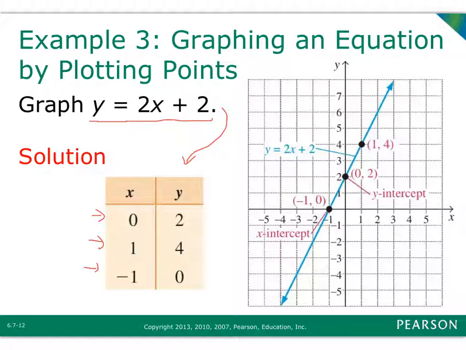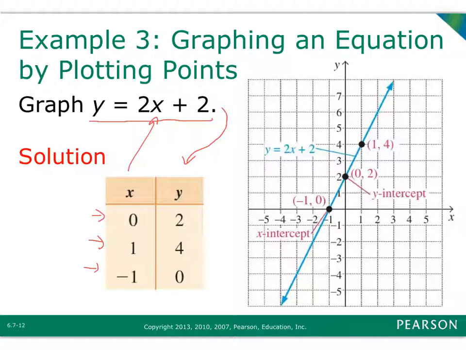When we plug these back into the equation, we get 2 times 0 plus 2, which is equal to 2 for y. When x is 1, we get 2 plus 2, which is equal to 4. When we let x equal -1, we get 2 times -1, which is -2, plus 2, which is equal to 0.